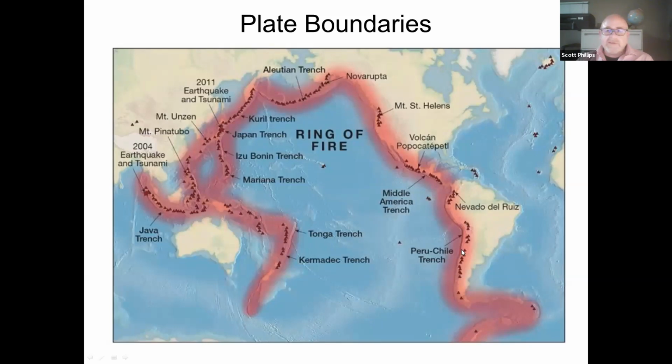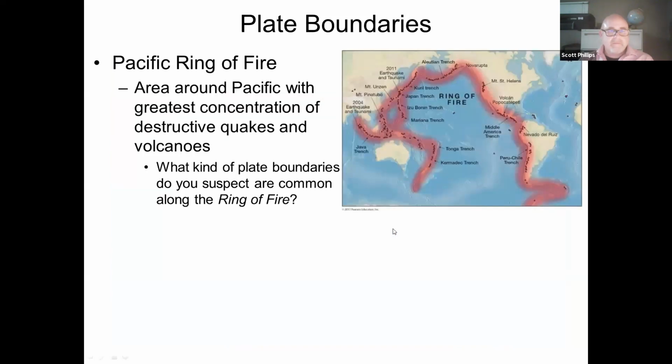And where you have a lot of subduction happening is along the Ring of Fire. So hopefully you saw the video. One place they were highlighting here is the Aleutian Trench. The Aleutian Trench, kind of that little arm that goes off of Alaska, is a major subduction zone. That's why they have all of the volcanoes and earthquakes. So the Aleutian Trench is the north end of what's called the Pacific Ring of Fire. This is the area with the greatest concentration of earthquakes and volcanoes.